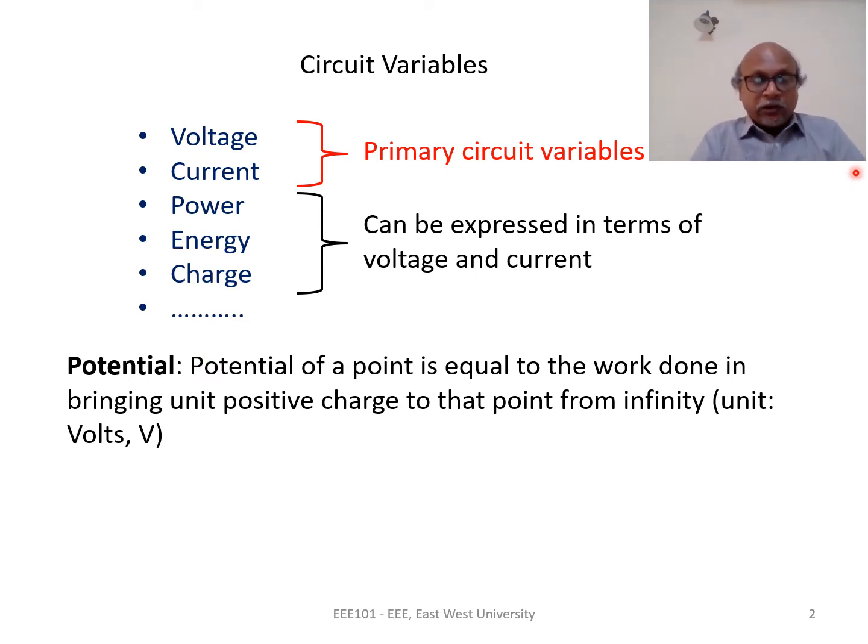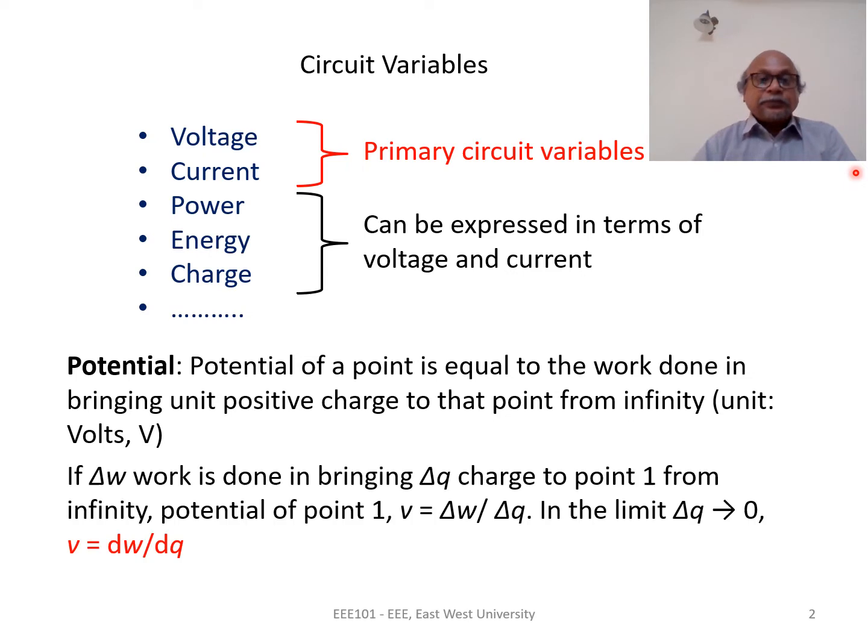First, let's talk about voltage. In order to understand voltage, we need to know what potential is. The electric potential of a point is equal to the work done if we bring 1 coulomb charge to that point from infinity. Why is infinity relevant here? Because infinity is a universal reference of potential where the potential is 0. The unit of potential is volts, represented by uppercase V.